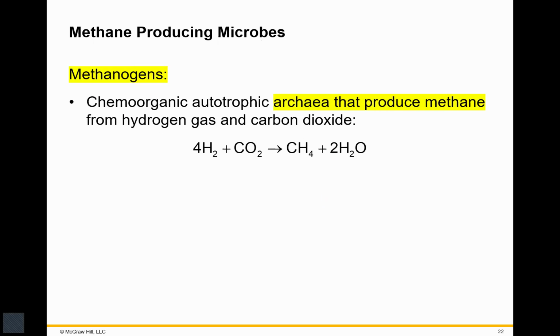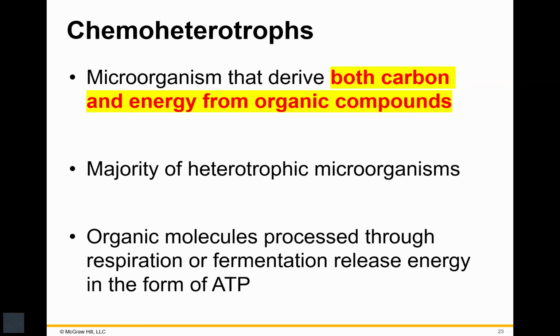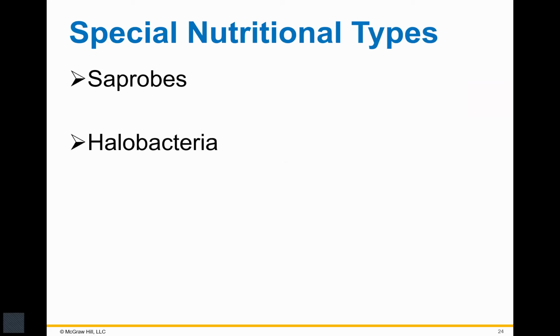Now you can also have methanogens. Methanogens belong to the archaea group, and they are able to produce methane gas from carbon dioxide and hydrogen gas. Now, chemoheterotrophs can obtain both their carbon and energy source from organic compounds. And Escherichia coli and fungi are typical examples of chemoheterotroph microbes.